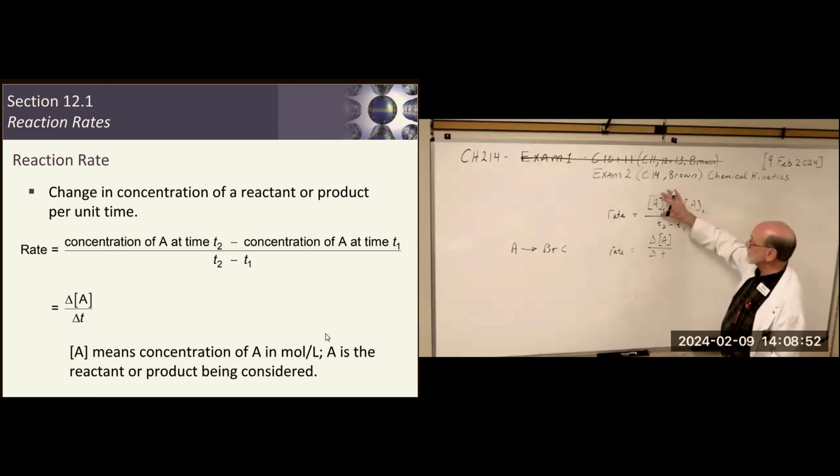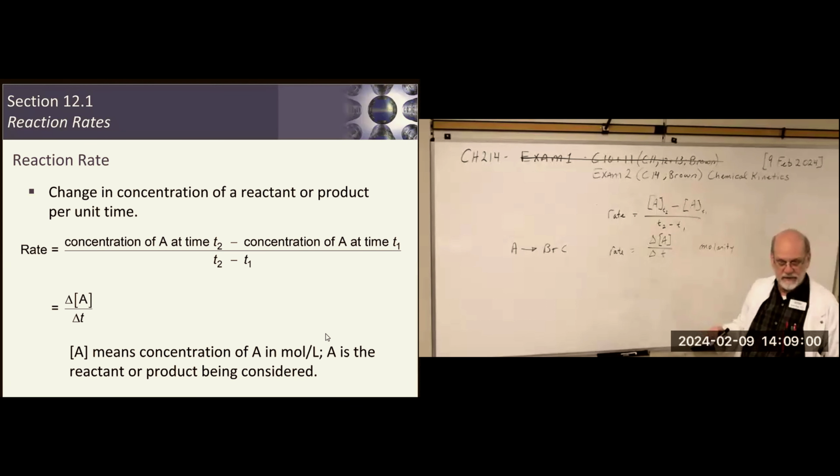Usually, when we use square brackets, we generally mean molarity, moles per liter.